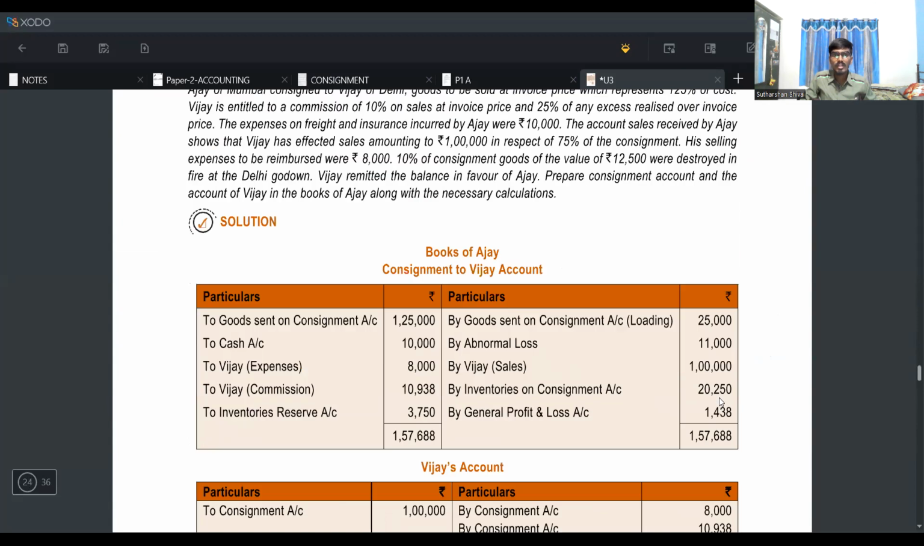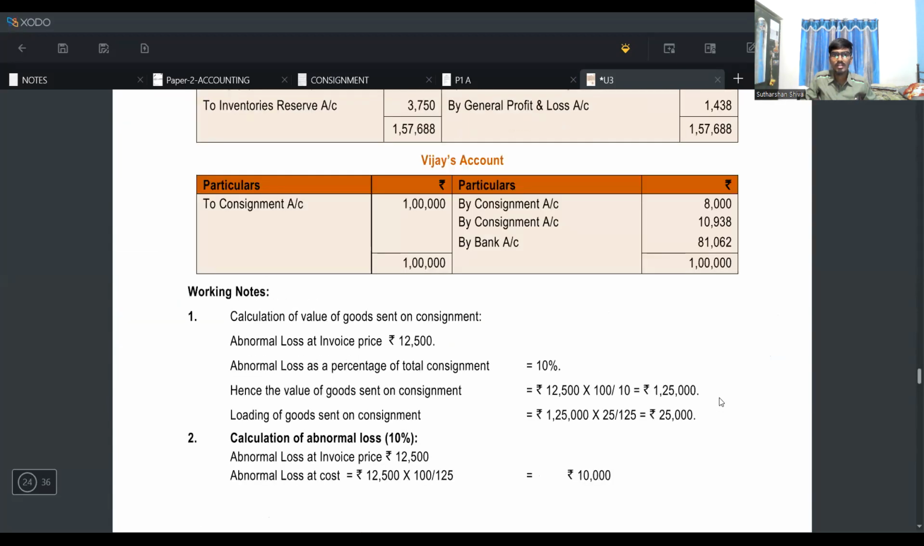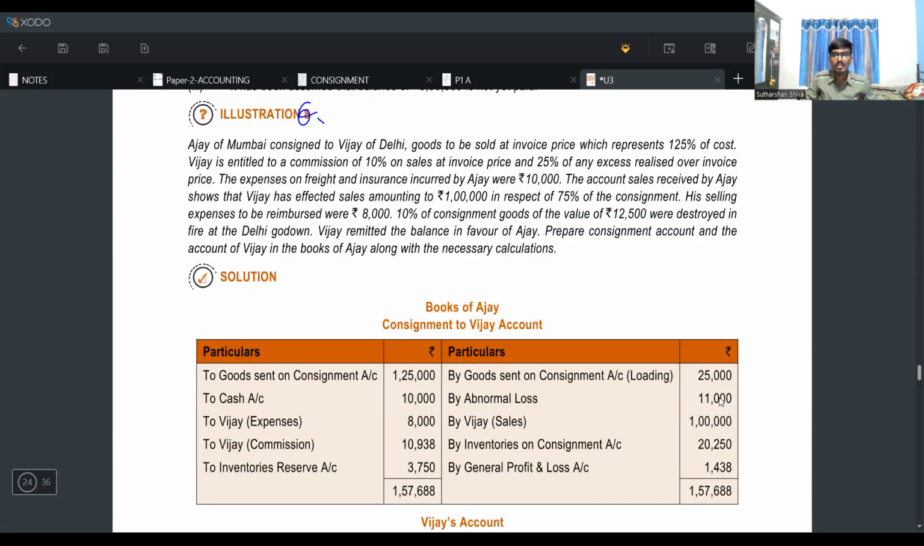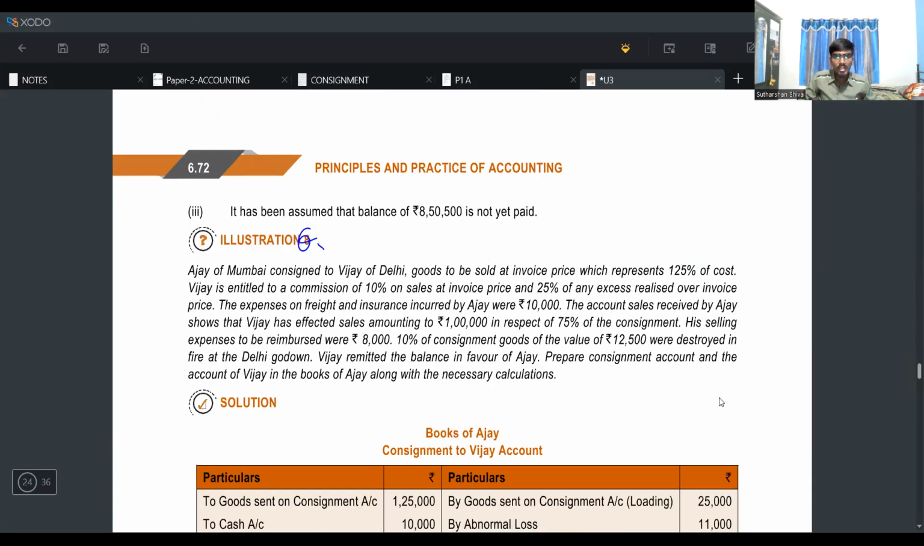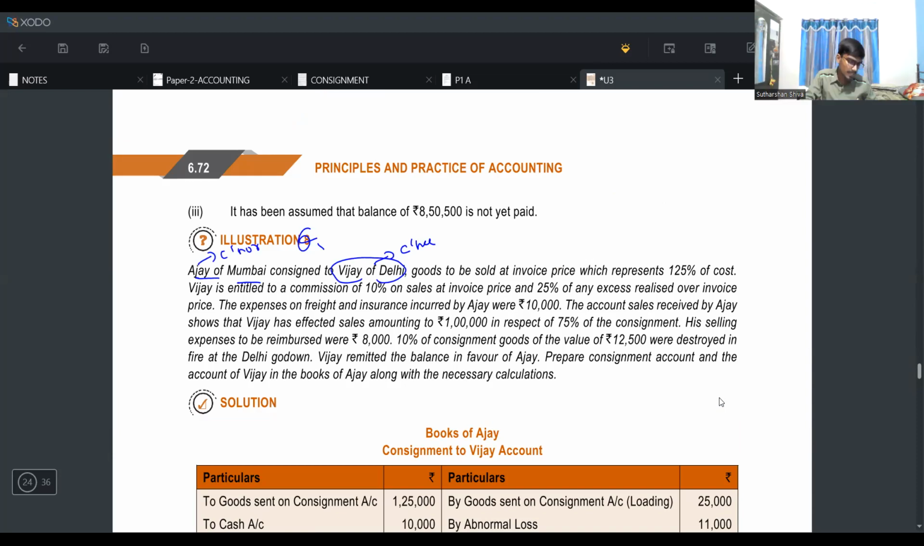I'm going to do illustration 9. What they are saying: Ajay of Mumbai consigned to Vijay of Delhi. Vijay is a consignee, Ajay is a consignor. Then what is given in the question? Goods sold at invoice price which represents 125% of cost.